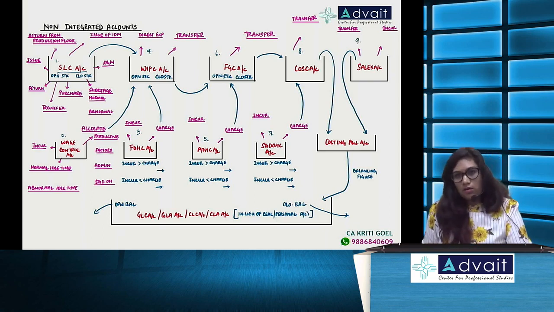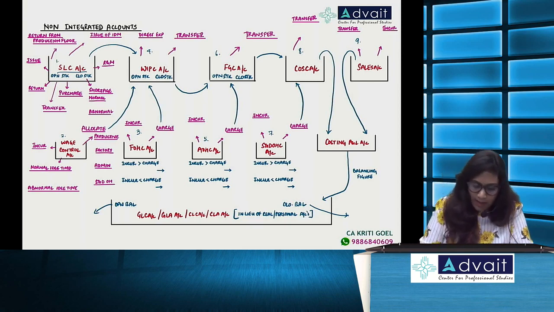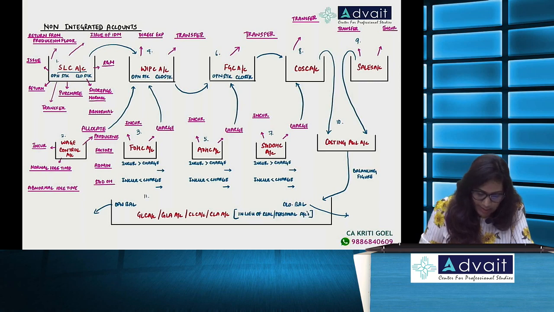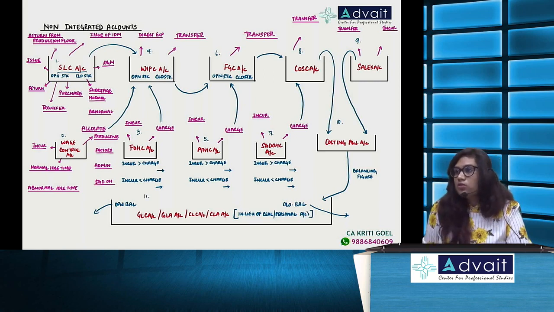9th account is sales account. So all my sales will be recorded in the sales account. Okay? Then I have my costing P&L account. So my profit will be determined in the costing P&L account. And finally, the last account, the 11th account, will be your GLC account, which will help you in completing your journal entries. So you see that it's a big tub here. Whatever we don't want, we'll put it there.